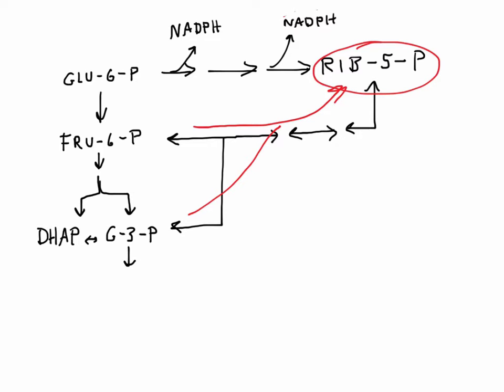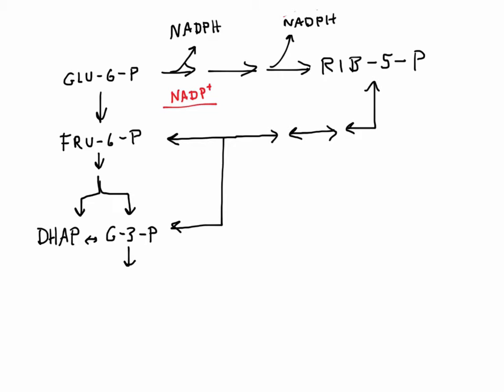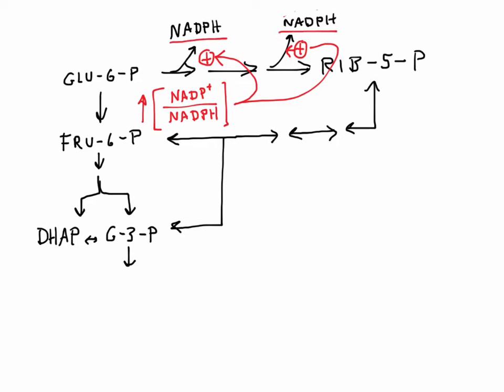The pathway is regulated by the levels of reduced NADPH and pentose phosphates. A high ratio of oxidized to reduced NADPH increases the activity of the dehydrogenase enzymes in the oxidative branch. In the non-oxidative branch, all these reactions are near equilibrium. They're reversible, and so they can simply respond to the level of ribose phosphates in the cell.